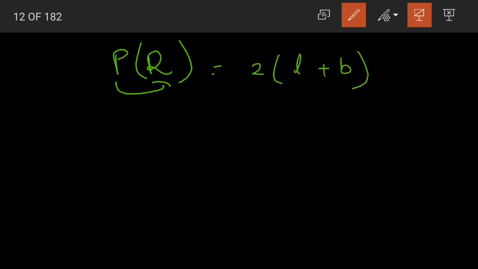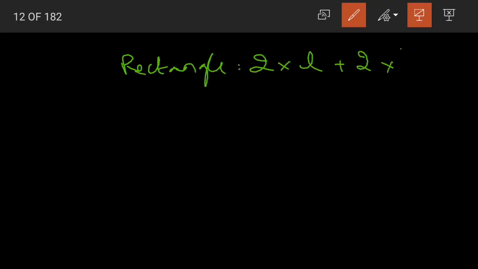Perimeter of rectangle, P of R, that means perimeter of rectangle is equal to what? 2 into length plus breadth. Let me write it like this: rectangle is equal to 2 into length plus 2 into breadth. Yes or no? Yes. Now when it comes to square, what did we discuss just now? We discussed that for a square we do not have a length and a breadth. We simply have a side.